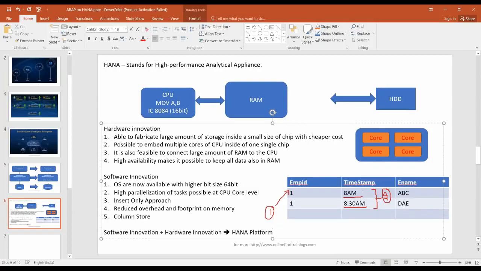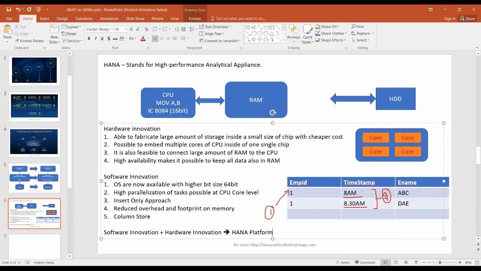This is why HANA is also known to be a platform now, because it can host applications. It has something called a lightweight application server. We will look at this in our next chapter, where we will talk about the HANA architecture.